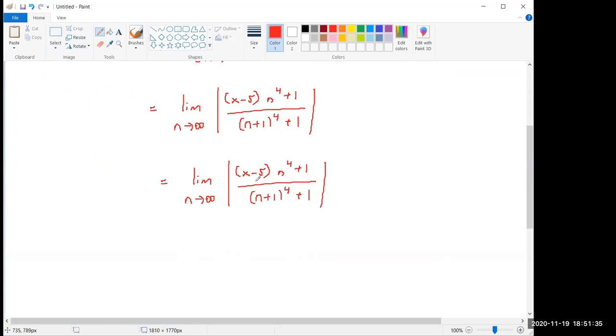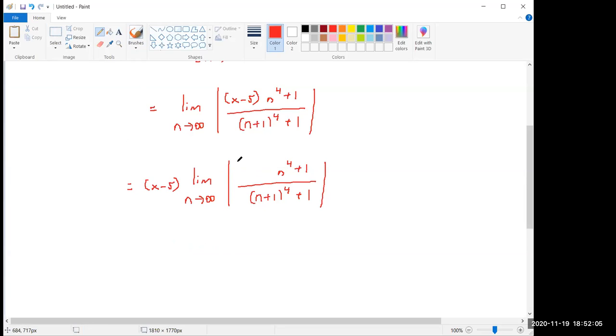Okay, so the x minus 5, I can pull that out because that doesn't depend on n, so that can come outside the limit. So x minus 5. Wait, why did I write it over here? Okay, so let's pull it out here. So I can pull that out, and then just focusing on the limit.